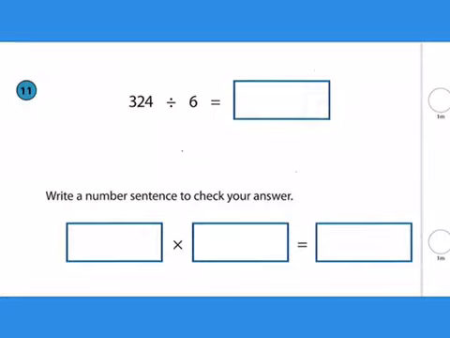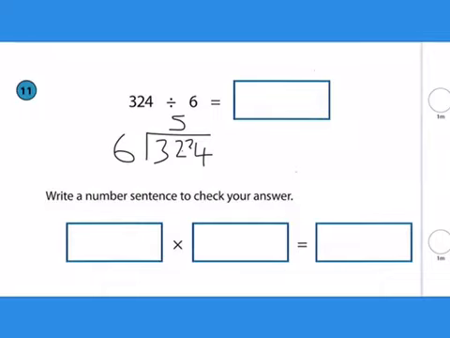So the most efficient way to do this is probably bus stop. So how many 6s in 3? None. How many 6s in 32? 5, which is 30. Remainder 2, so we move that 2 over.